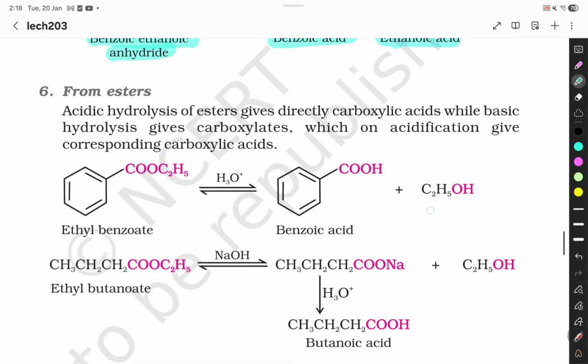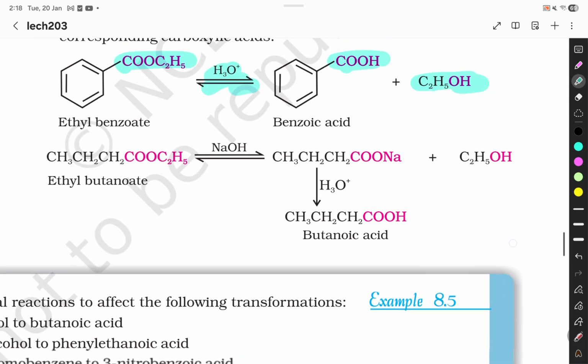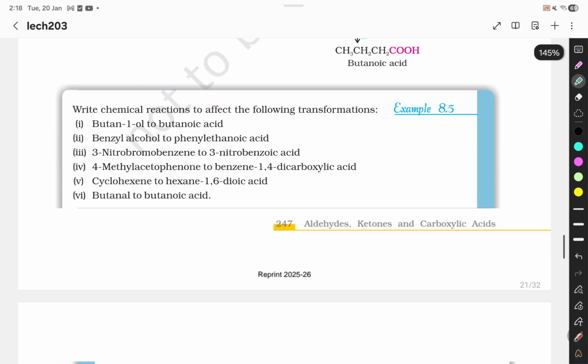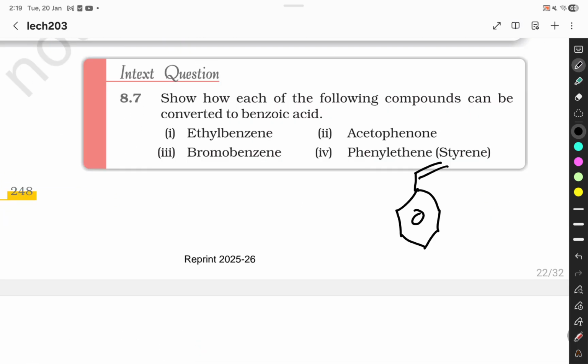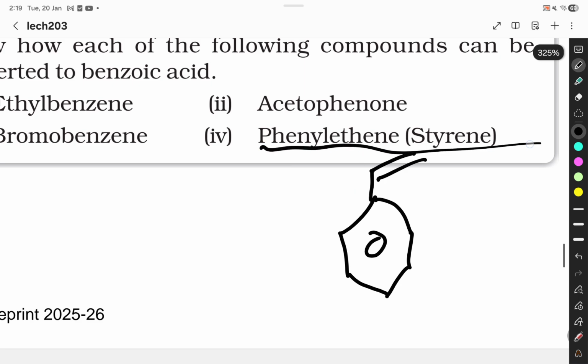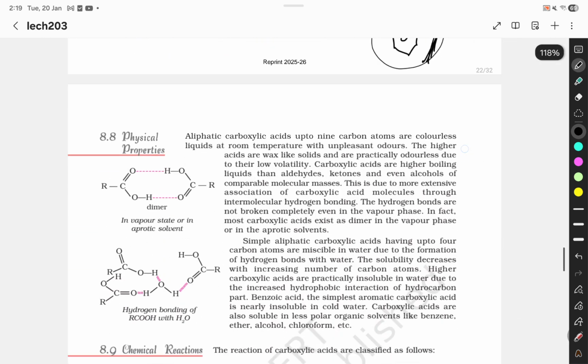Then from esters, you have reverse esterification or hydrolysis. It forms your respective product, and you can do it with NaOH as well, and then you can pass your required H3O plus. Then you should remember the styrene structure. Styrene structure has been asked in NCERT, and in JEE Mains many questions have been asked.